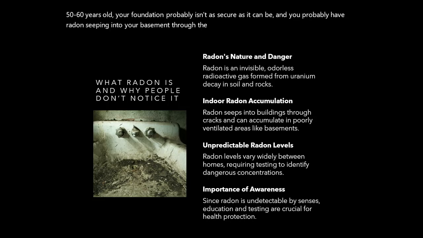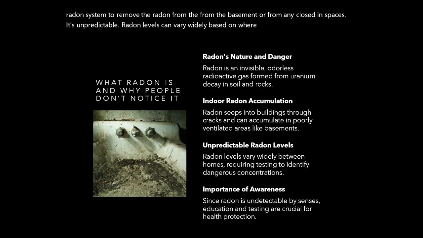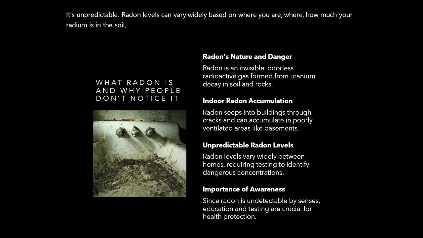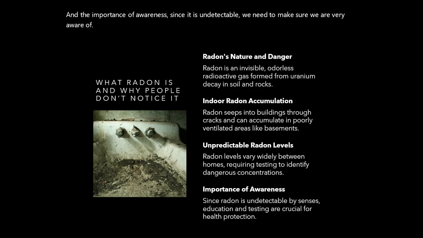Now, most houses of that age have a radon system to remove the radon from the basement or from any closed-in spaces. It's unpredictable. Radon levels can vary widely based on where you are, how much uranium is in the soil and such. But you can't see it, you can't smell it, so you don't know that it's there unless you test for it. And importance of awareness, well, since it is undetectable, we need to make sure we are very aware of where it is, where it might be, and then also try to get it tested regularly.